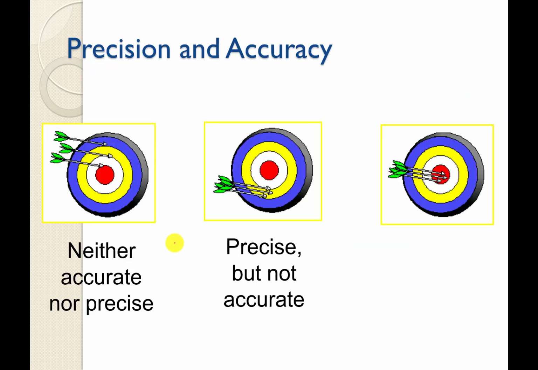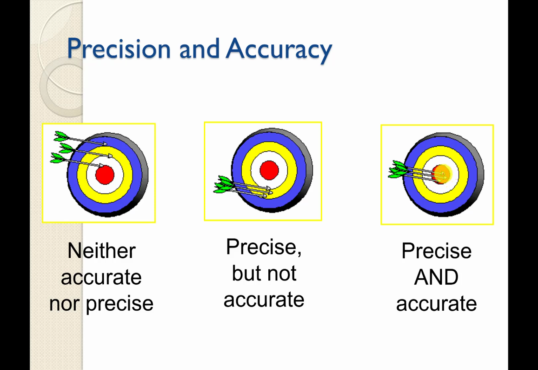Okay, here are three targets just to give you a little bit of a metaphor for these concepts. As you can see, these three arrows are not very close to each other, so they wouldn't be precise, and they're also not very near the bullseye, so they're not accurate either. These three are very close to each other. That means that they're precise. The person shooting this is very precise, but they're not very accurate. They need to shift everything over to get near the bullseye.